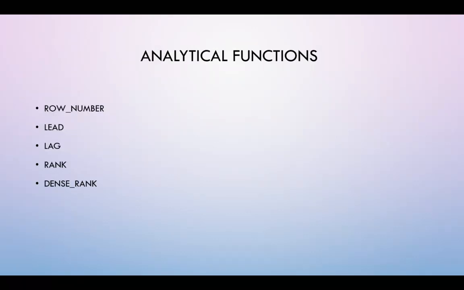Next important is analytical functions. I already mentioned we also call them window functions. I have listed the basic analytical window functions which we would be using in our daily life when working on a data engineering project: row number, lag, lead, rank, dense rank. There is a big difference between rank and dense rank. I will try to cover that separately, but today in the practical session, I will show you for what set of requirements you would be using row number, what is lag and what is lead.